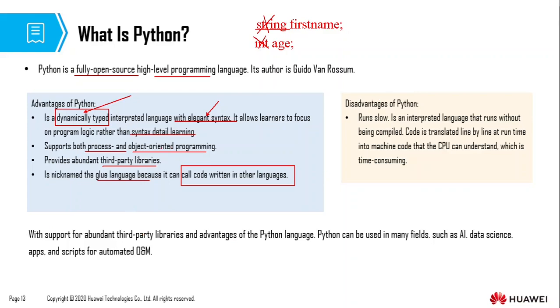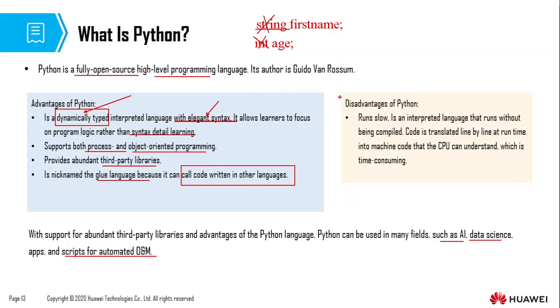You should learn Python not just because of network automation, but Python is also the main language that is used in AI, data science, that is data analytics, and also scripts for automated O&M. That is why you're learning it right now.